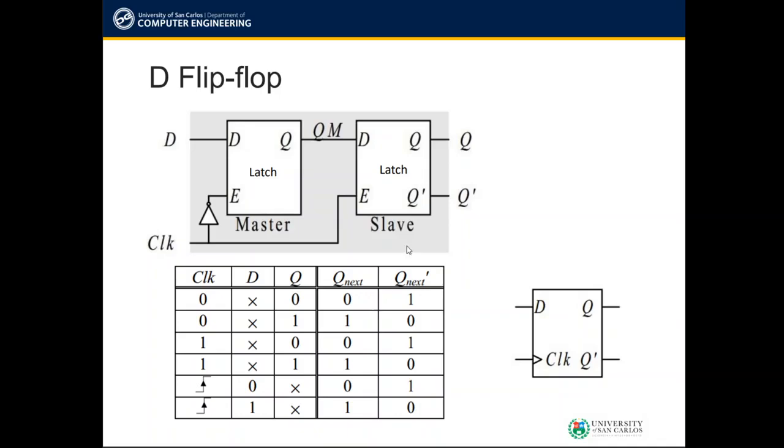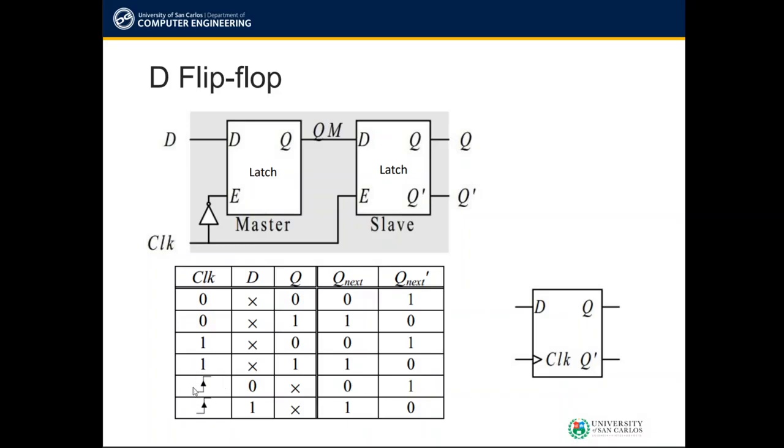By the way, since we are dealing with timing characteristics, we need to be reminded that we have Q present and Q next. Q present is the current value of your Q, whereas Q next is what would be the next value depending on the input scenario. And then Q next bar is just the complement of Q next.